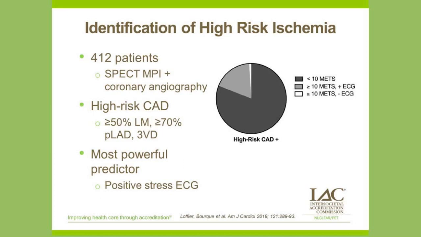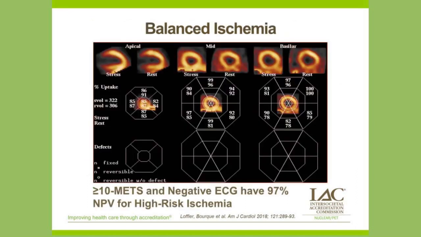So it's not a huge study, and we were looking at high-risk CAD, so that was a small group. But out of the 36 patients who had 10 METs or more and a negative ECG, only 1 had high-risk CAD. And this is important because with imaging, we have this concern for balanced ischemia, where here you can see images that look relatively normal, but this is a patient that actually has 3-vessel disease.